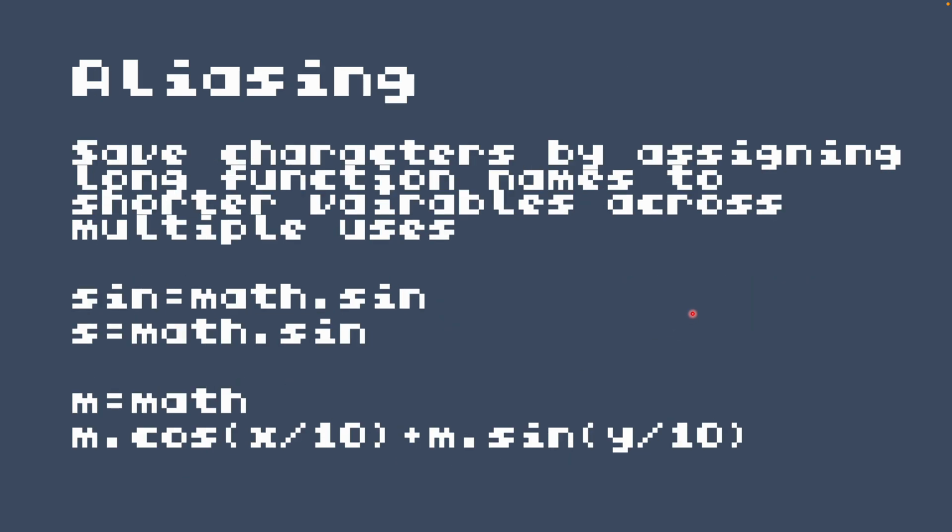Aliasing then. Save characters by assigning long function names to shorter variables across multiple uses. So, for example, if I'm going to be typing math.sin everywhere, I can alias it to just sin, or I can alias it to s. And if I need to use cosine and sine, and maybe some other math functions as well, I can alias m to be math and use that as m dot, and then the math function that I need.